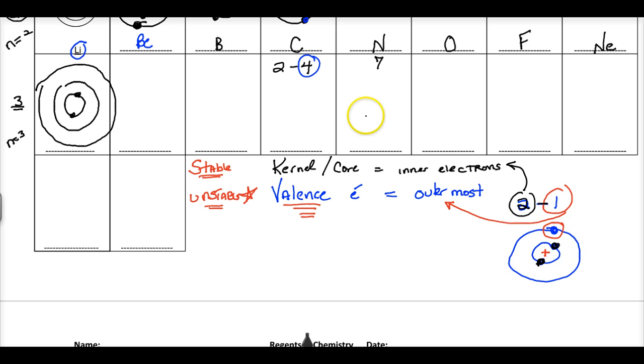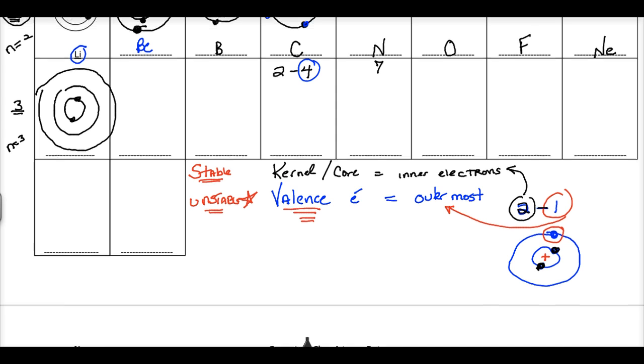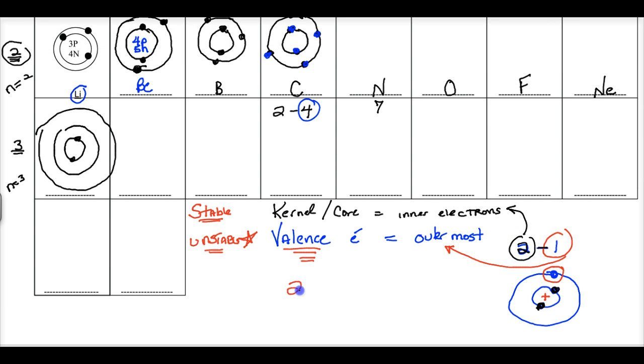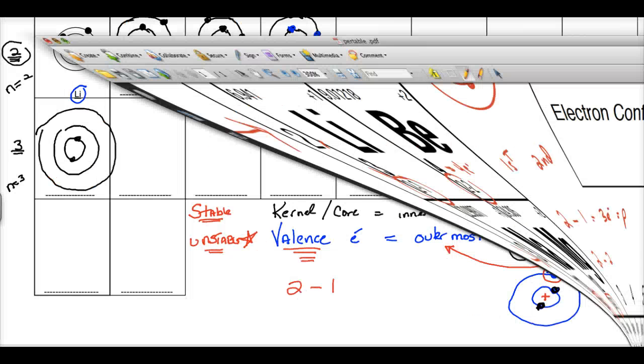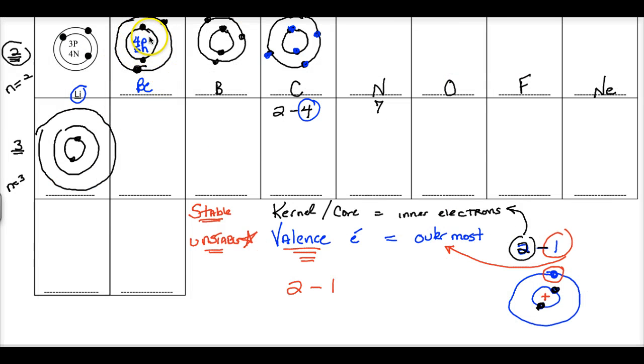Now, understand that the configurations that we're learning, for instance, this is 2-1. Who is 2-1? 2-1, my friends, is lithium, 3 electrons. We call this ground state configuration. These are the configurations where electrons what? Fill the lowest energy level first, then the higher energy level. That's why we fill the 2 first.